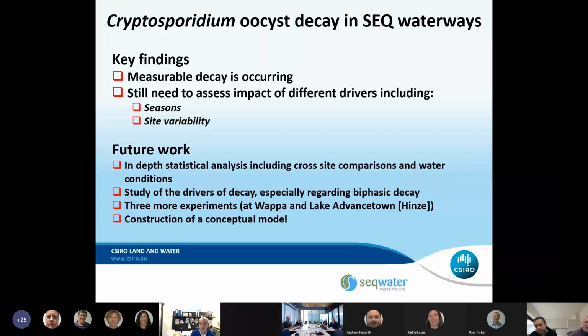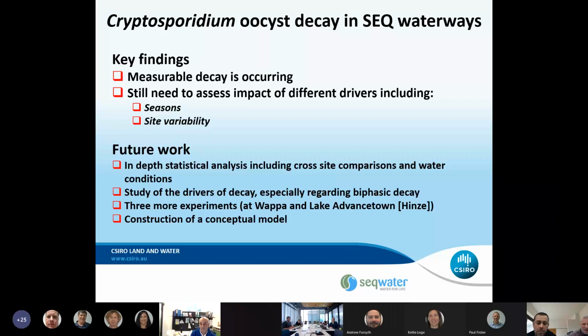And then, as we start to get all these results, we're going to be doing a really in-depth statistical analysis, looking across the different sites and the different conditions that we've tested. We've got water conditions, so we've got pH, electrical conductivity, and a range of other parameters that have been supplied. We want to see if we can see any differences across the different sites based on water conditions, the environmental conditions, and the decay rates that are going on.